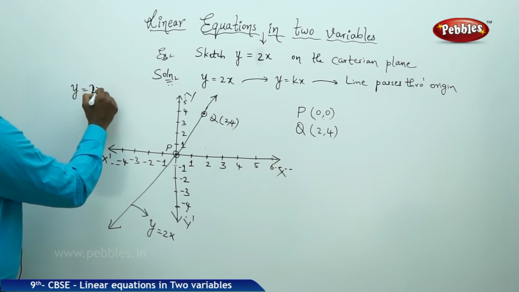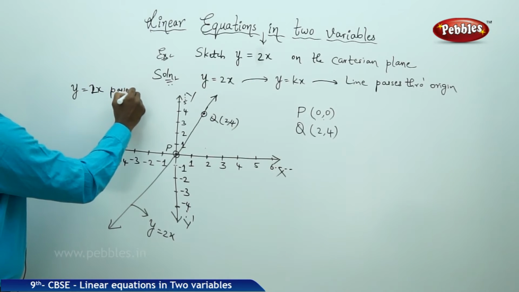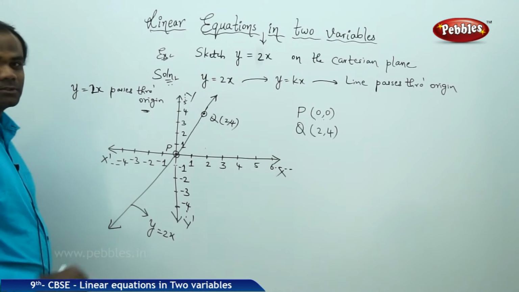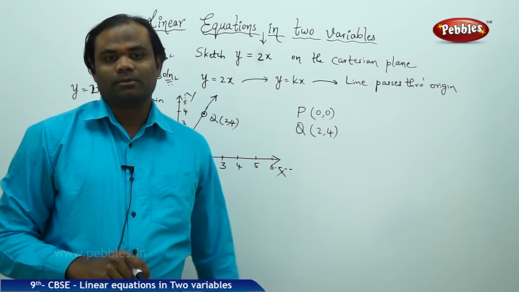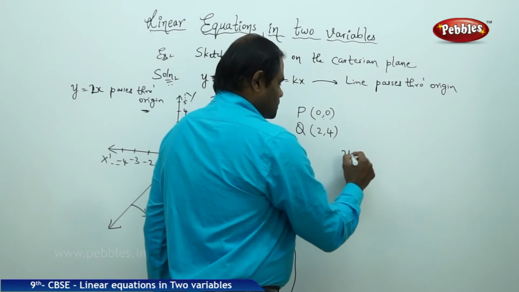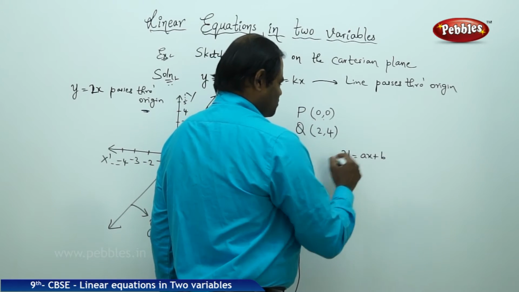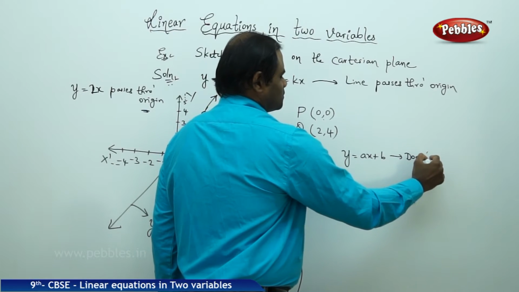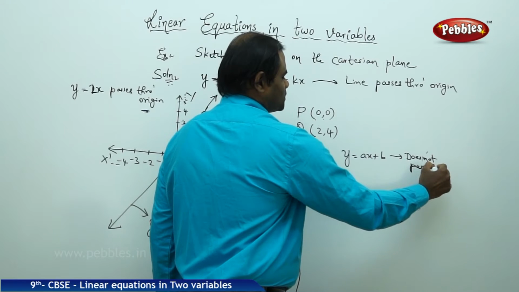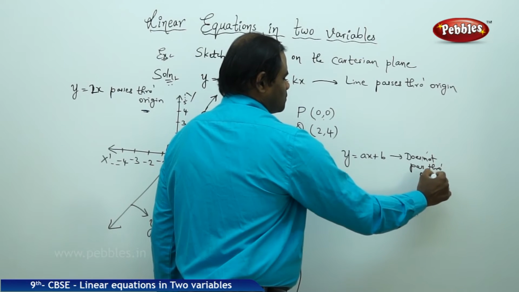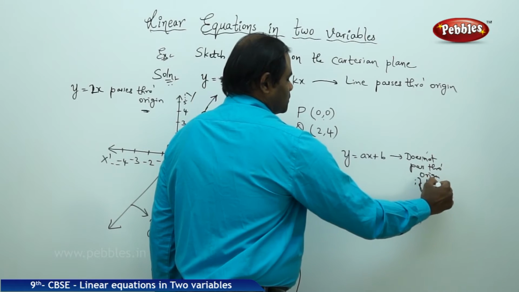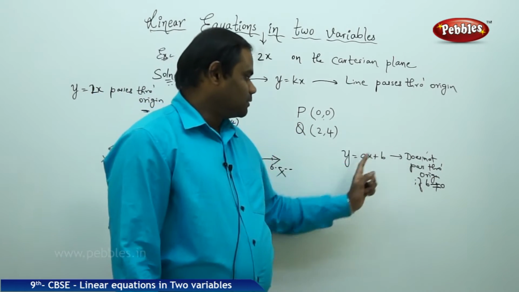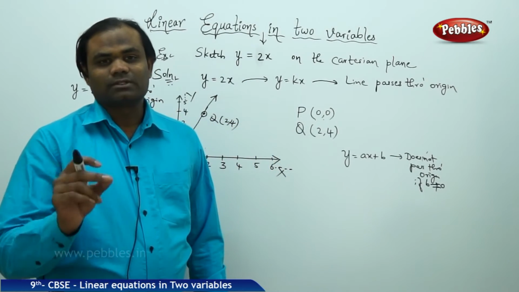Y equals 2x passes through the origin is the learning outcome in this problem. A, y equals ax plus b does not pass through origin if b is not equal to 0. The condition is this line does not pass through the origin if b is not equal to 0.